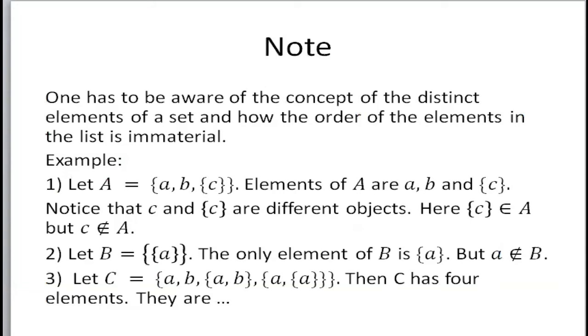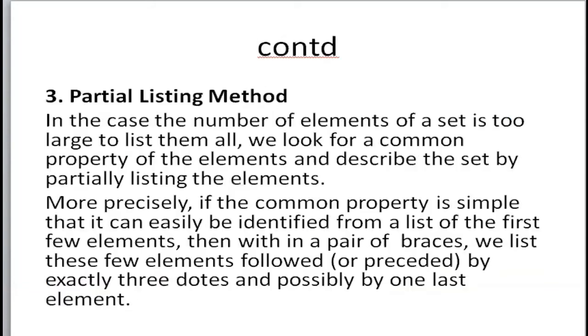Then we can go to the third way of description of sets, which is the partial listing method. From the word partial, we can understand that we are going to list the elements, but not completely, only partially.